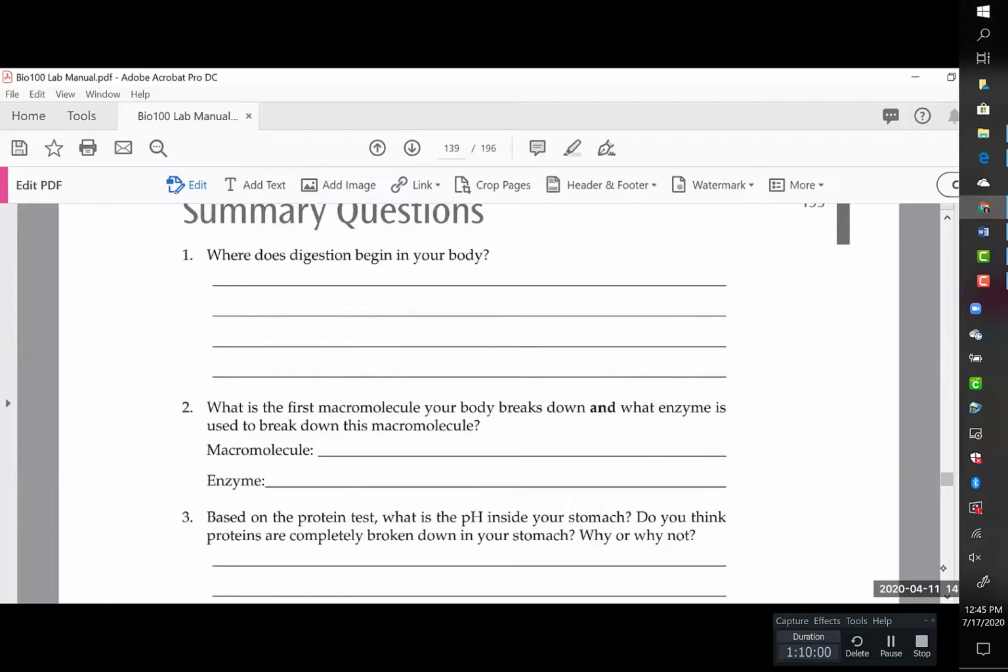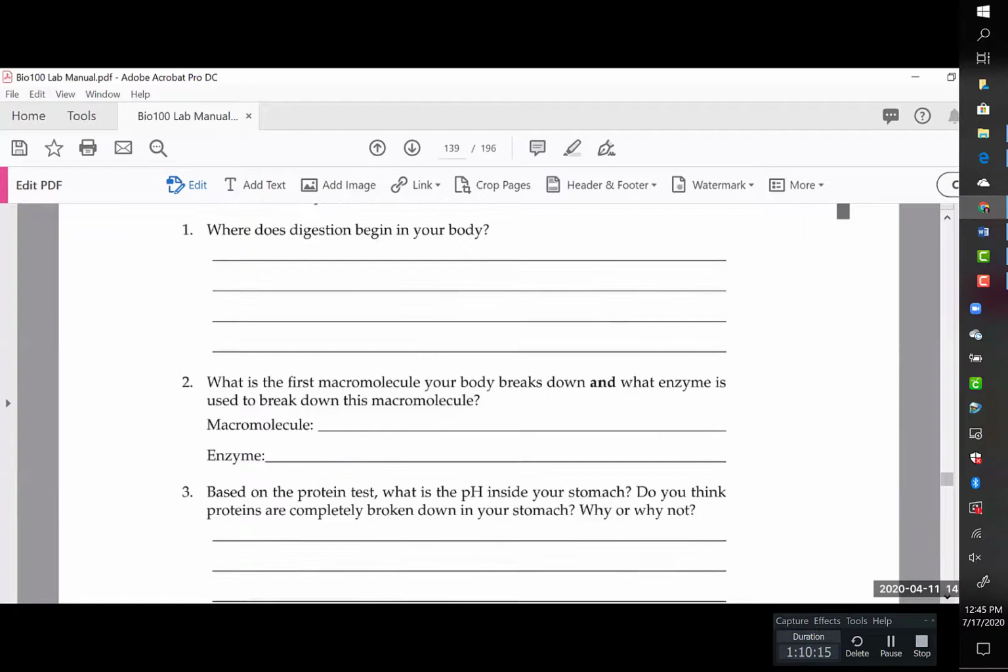And then we have both mechanical digestion, which is chewing, and the chemical digestion with the enzyme amylase. Question number 2, what is the first macromolecule that your body breaks down? Well, that's going to be starch. And then the enzyme for that one is, again, amylase.